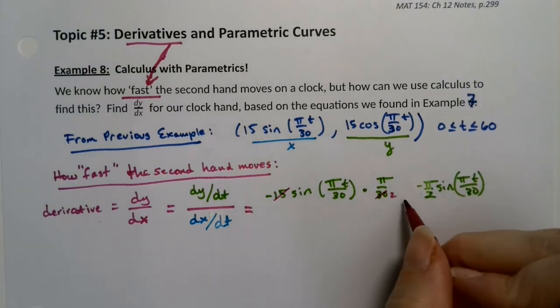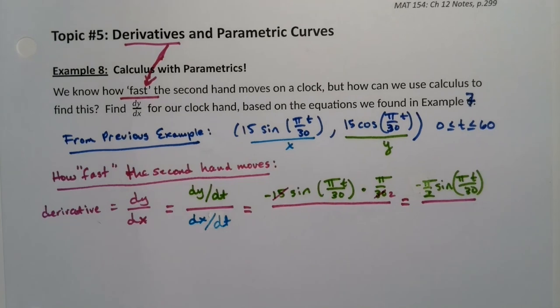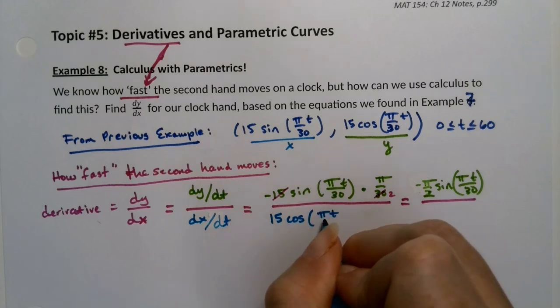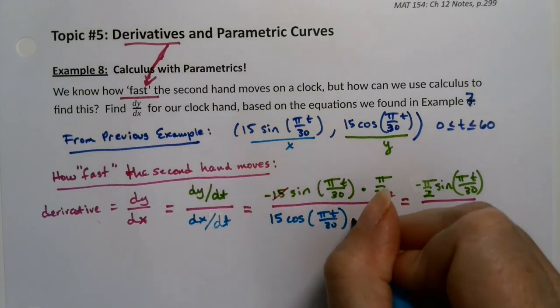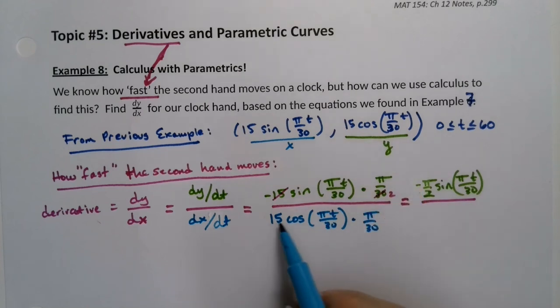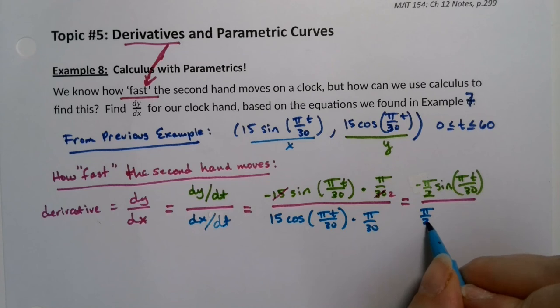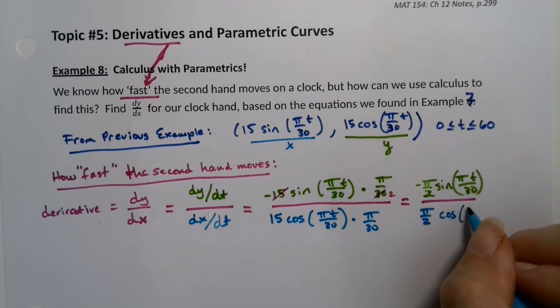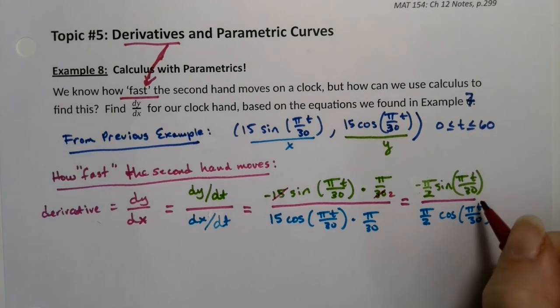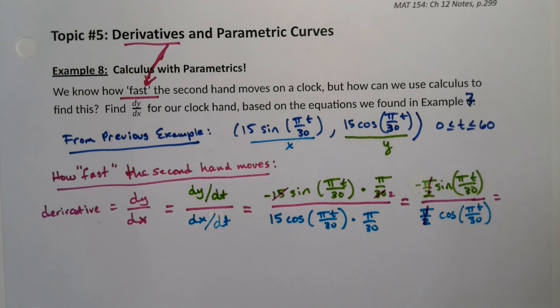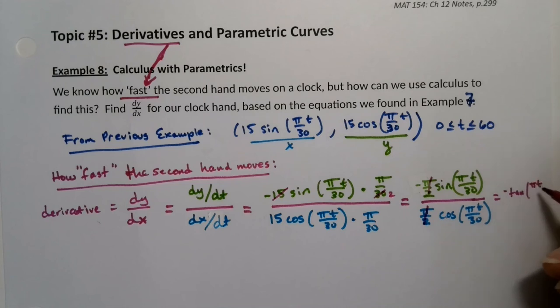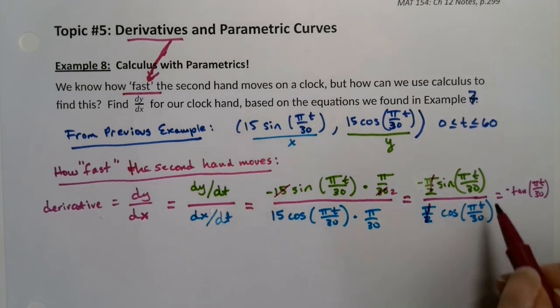All right, now let's do the denominator also, otherwise it's getting confusing. It's 15 cosine of pi t over 30 times the derivative of the interior, which is pi over 30. And again, that'll be pi over 2, which I like because then those will also divide away. And then cosine of pi t over 30. So we're left with, because the pi over 2's will divide, sine over cosine, which is tangent. So it's negative tangent of pi t over 30. Oh, I just fit it in there. There's our derivative.